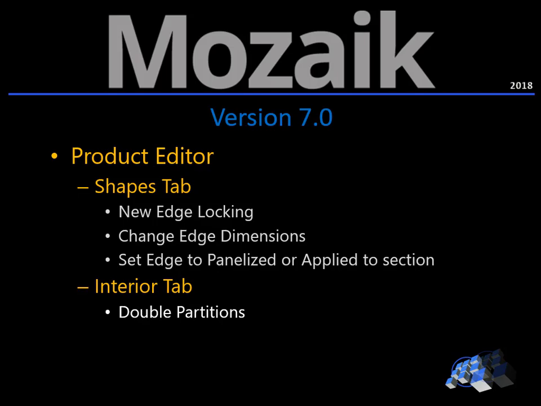We've also enhanced the product editor in version 7. The Shapes tab now has new edge locking. You can change the dimension of edges on the Shapes tab, and you can section panelized ends and panelized backs. We've also added the ability to do double partitions on the Interior tab, so let's have a look at those.